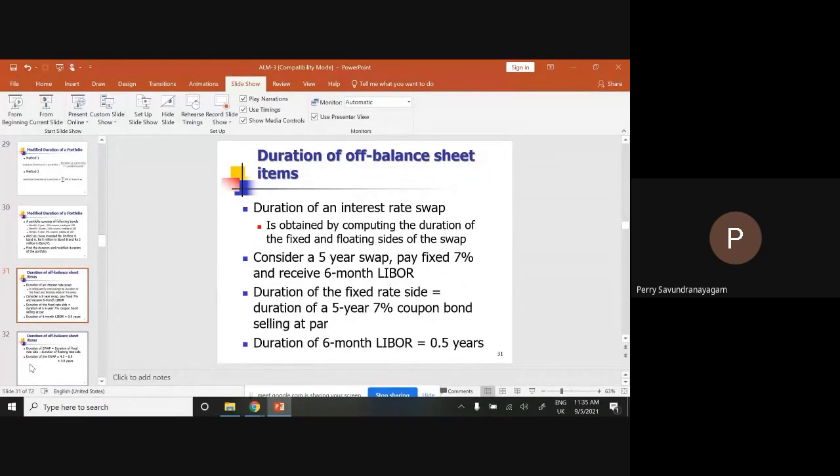Interest rate swap. Duration of an interest rate swap is obtained by computing the duration of the fixed and floating sides of the swap. Consider a 5-year swap, pay fixed 7, receive 6-month LIBOR. Duration of the fixed rate side would be that of a 5-year fixed bond selling at par. Duration is 5.5. Okay, one second.